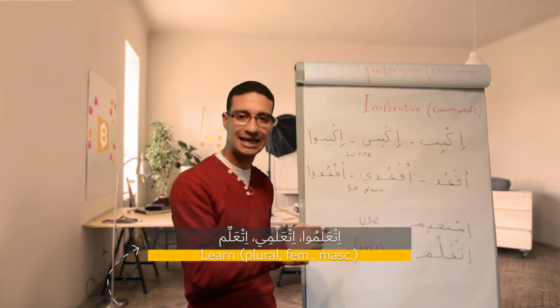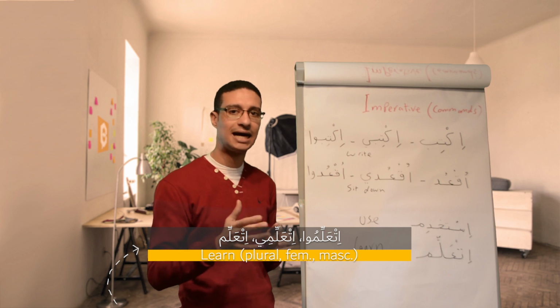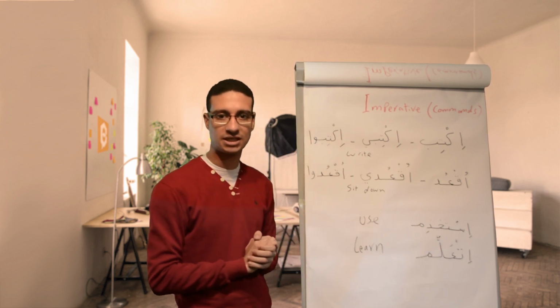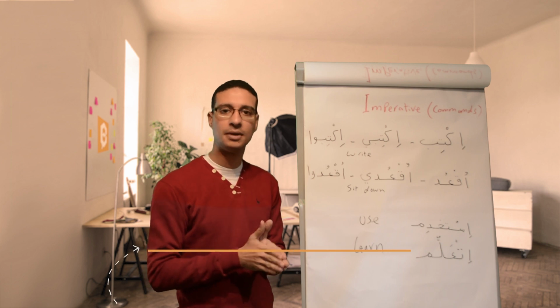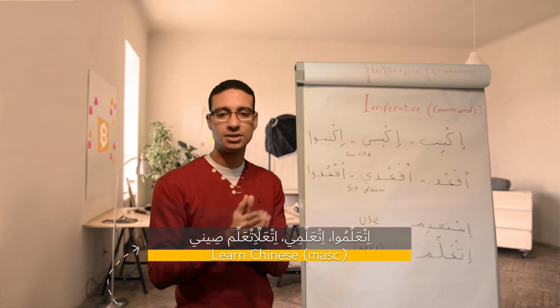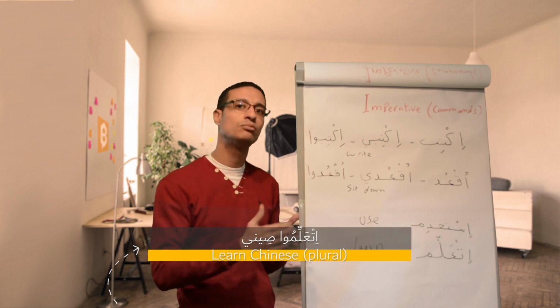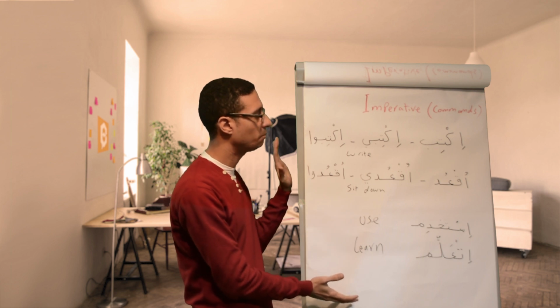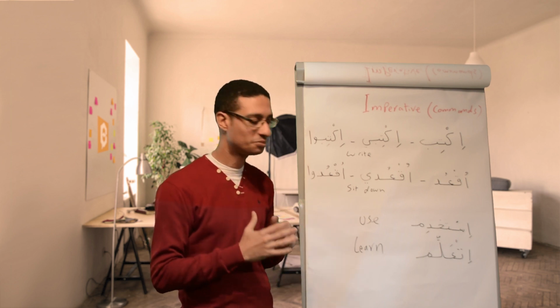Another example is اتعلموا أو اتعلمي أو اتعلم, the singular masculine, اتعلم. اتعلم صيني, for example, learn Chinese. So اتعلم صيني أو اتعلموا صيني. So this is how we make the imperative in Egyptian Arabic.